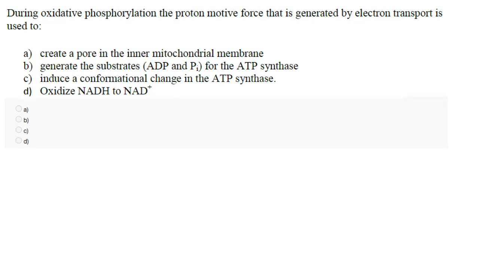During oxidative phosphorylation, the proton motive force generated by electron transport is used to create a pore in the inner mitochondrial membrane, generate the substrates ADP and Pi for ATP synthase, induce the conformational change in ATP synthase, or oxidize NADH to NAD+. Option A, sir: create a pore in the inner mitochondrial membrane. Okay, option C is correct. It induces a conformational change in ATP synthase.